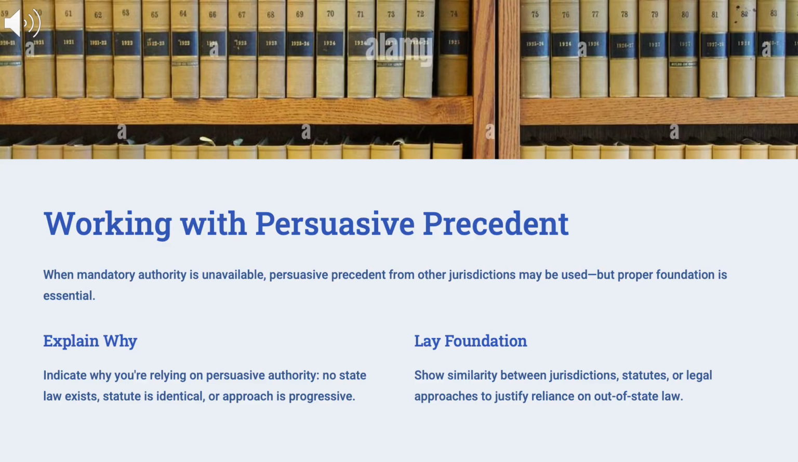The second requirement is to lay a foundation that justifies reliance on the out-of-state authority. This means demonstrating the connection between the foreign jurisdiction and the forum jurisdiction, showing that the statutory language is the same, that the courts have cited the out-of-state authority approvingly, or that the legal framework is sufficiently similar that the foreign precedent is genuinely informative. Without this foundation, citing persuasive authority appears arbitrary and undermines the credibility of the analysis.